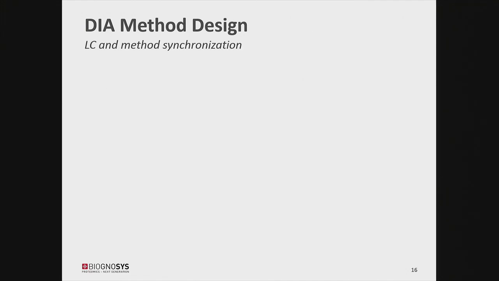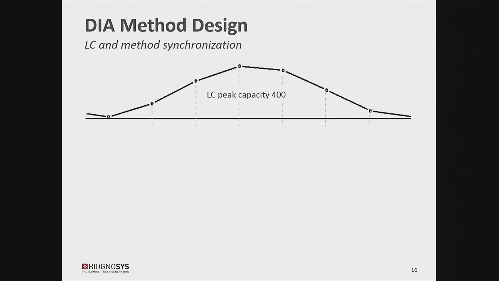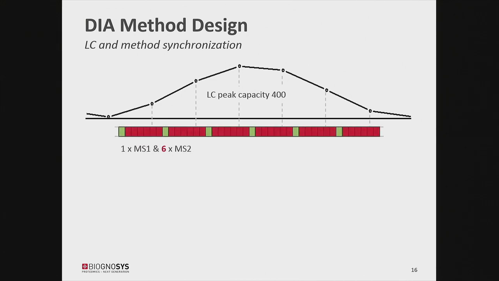So now a few words about these data points per peak. If you consider a peak capacity in your chromatography, so in your LC, of 400, that's quite reasonable nowadays. It can even be rather low, but it's decent. So let's say we want to have 7 to 8 data points per peak for quantitation. You could design a method, just a dummy method, where you would do 1 MS1 scan and 6 MS2 scans.